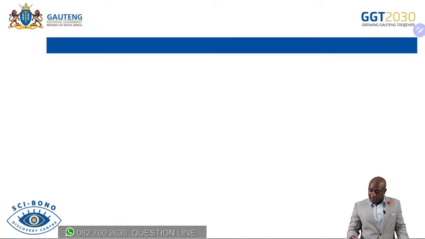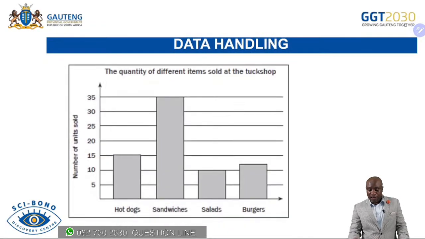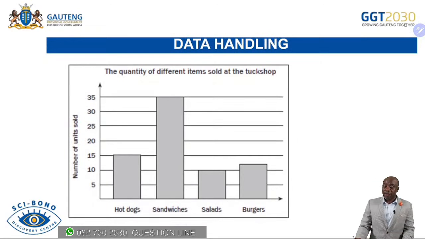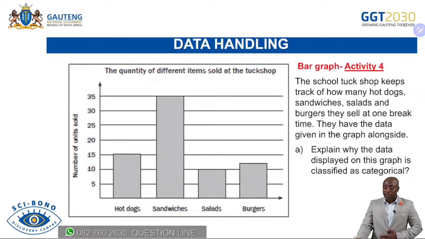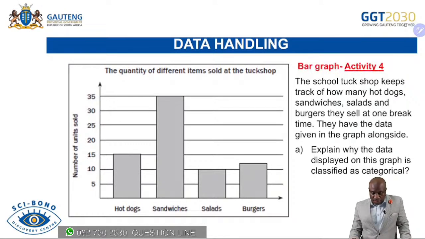Right. And then we also look at another type of graph, and this time it is the bar graph. Bar graph, as the word says, they are bars. So you'll see the bars, and these bars are drawn separately, they are spaced, and there is a reason for that. Let's read this question.